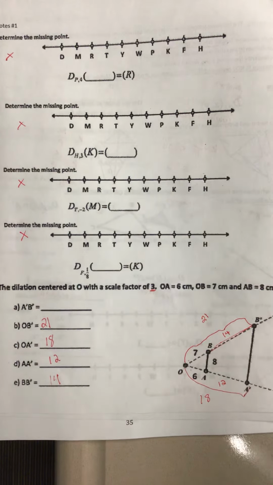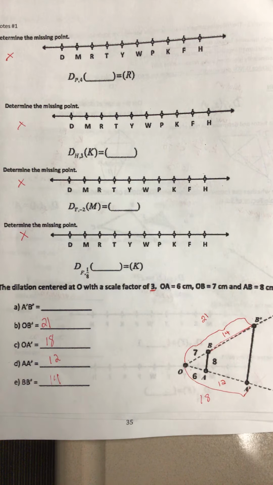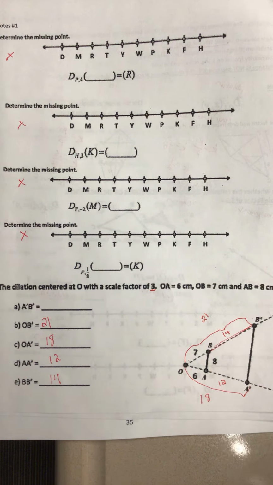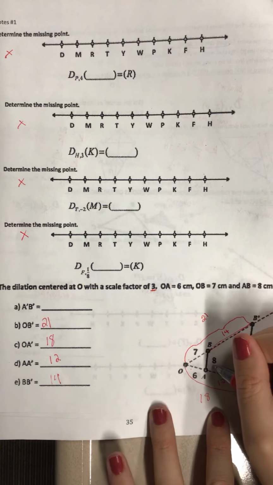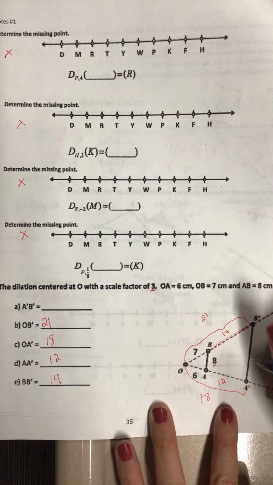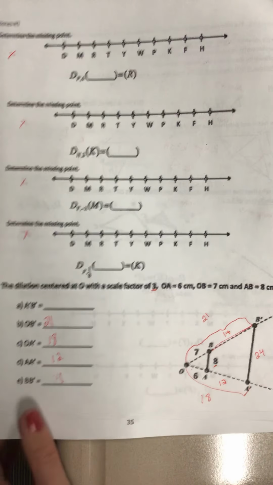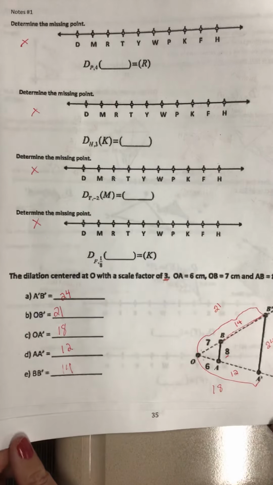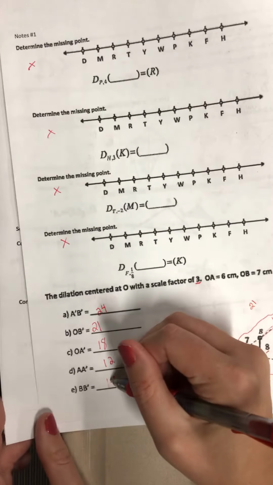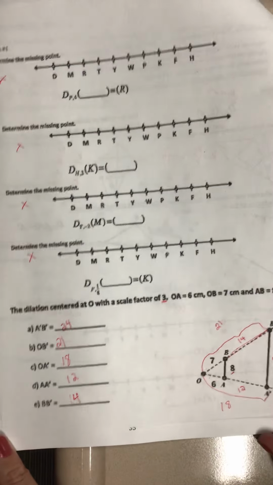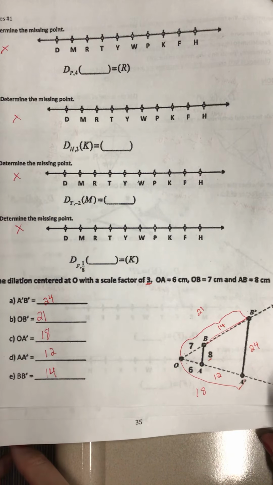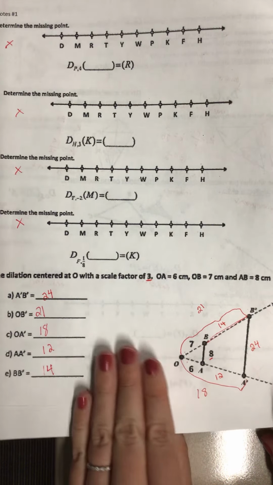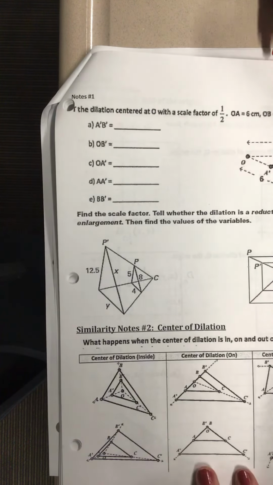And then I have to find A prime to B prime. So what I need to do there is I need to do a scale factor of 3. If this was 8, I just do it times 3, so it should be 24. So 24, 21, 18, 12, 14. And that is all for this part of notes 1. Oh, no, we have more. One more thing.